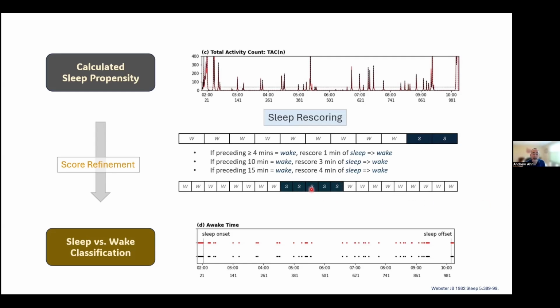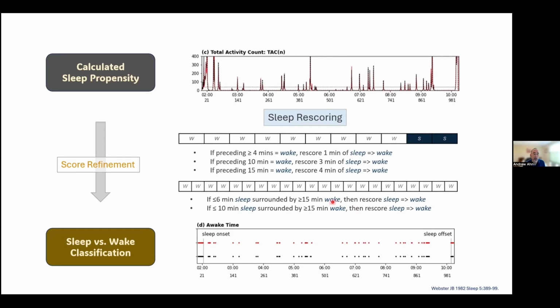The second scenario is during extended nighttime awakenings, where brief periods of immobility might be incorrectly classified as short sleep bouts within a longer wake period. So the rules are again detailed here. And in this case, because there's less than 6 minutes of sleep surrounded by more than 15 minutes of wake on each side, this is reclassified as wake. It's important to recognize that this final transformation stage is considered optional. It's not always pursued, but I just wanted you to be aware of that possibility.